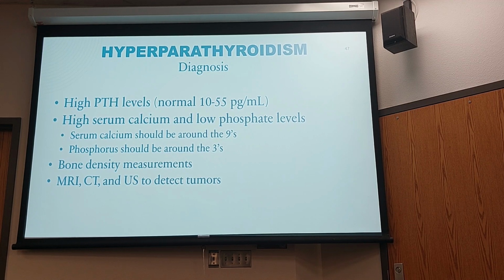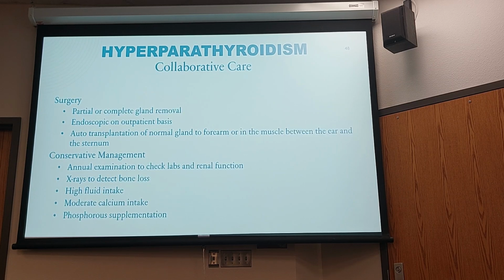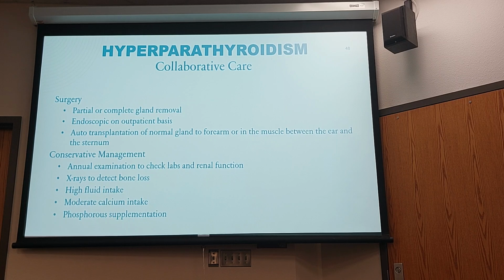The renal issues that it can cause, like we talked about, the hypertension and the risk for stroke and all of those things going up as well. Okay, so what can we do for these patients? So we can do surgery. They can partially remove all of the parathyroid glands, or they can just remove one or two. Okay, they can do this endoscopically on an outpatient basis.